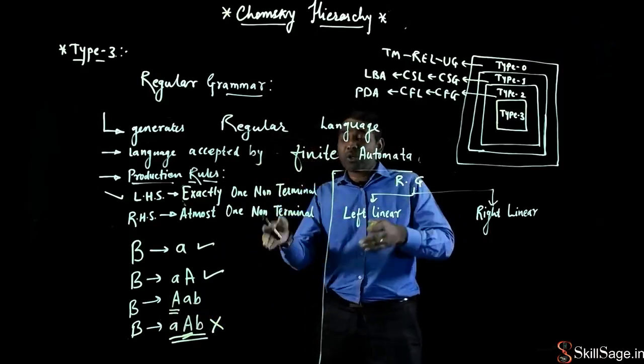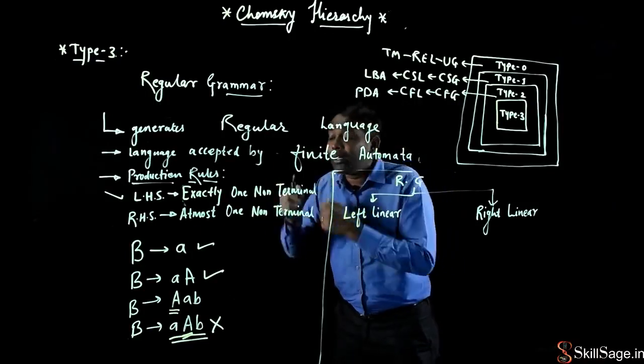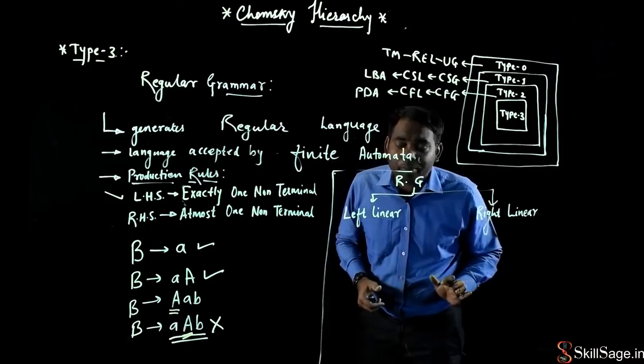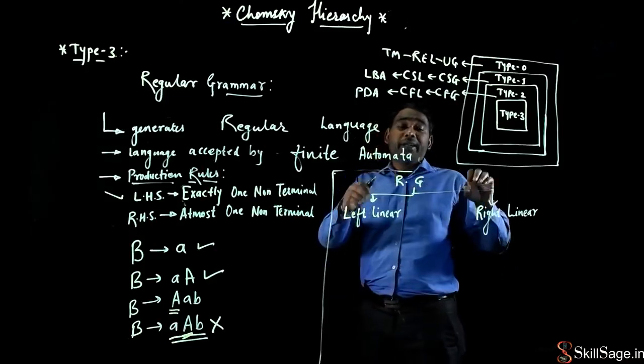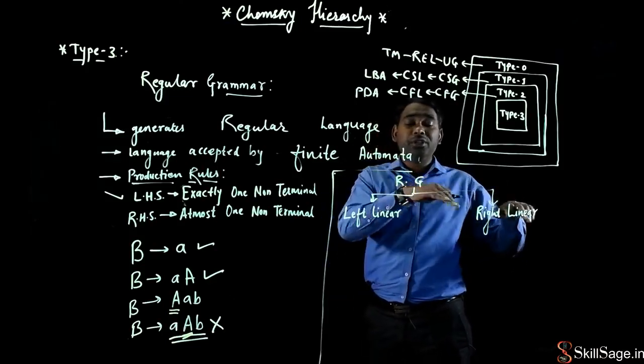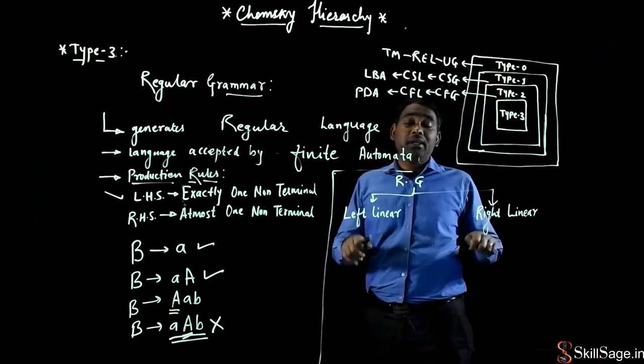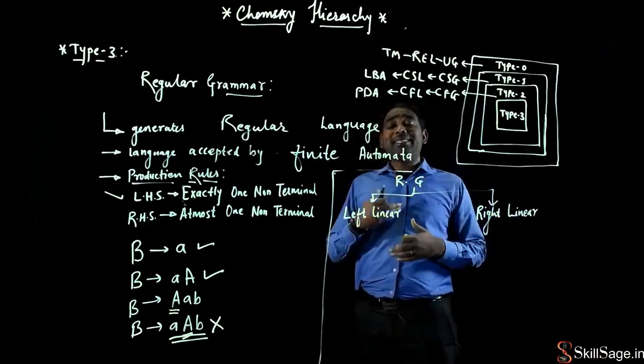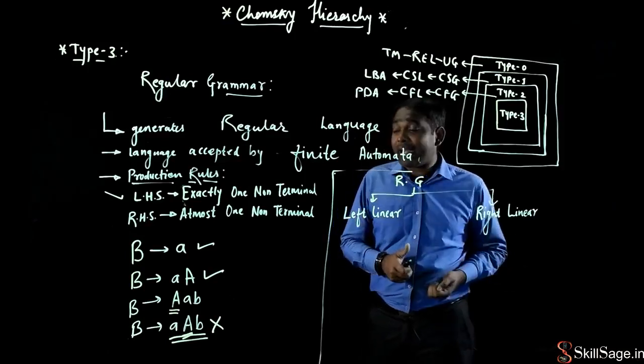So we'll see that based on this position of the variables present on the right hand side of the production rules, regular grammar is further divided into these two subtypes called left linear regular grammar and right linear regular grammar. So what will we call left linear and what will we call right linear?